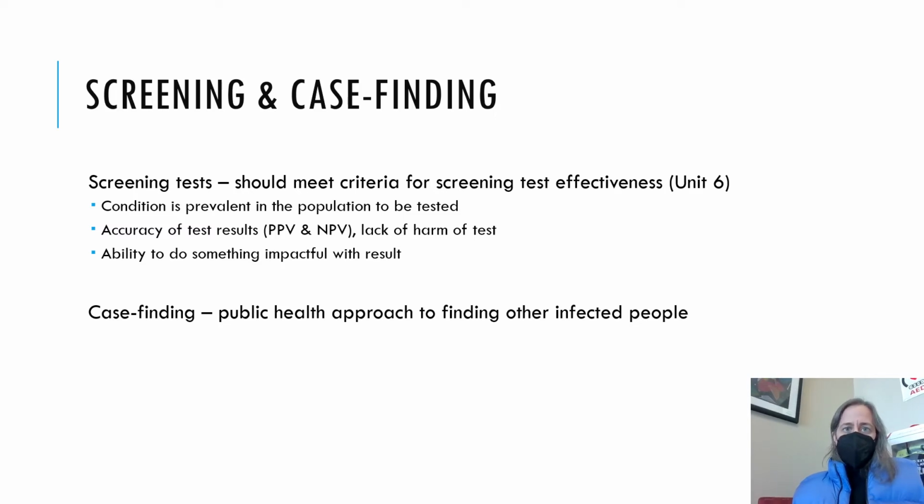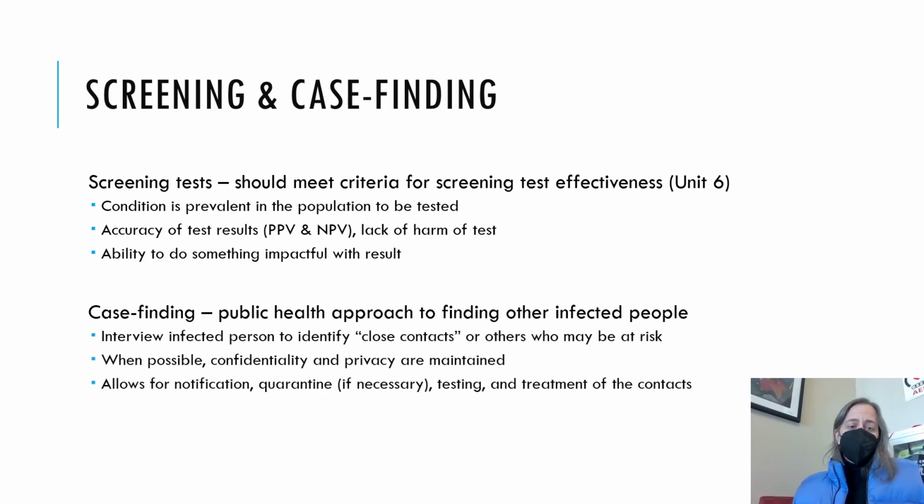Case finding is slightly different then. This is related to the contact tracing that perhaps some of you have had experience with over the course of this pandemic. This is the public health approach to then finding other infected people. So you're going to talk to the person who's infected and then identify their potential close contacts to see who might be at risk.